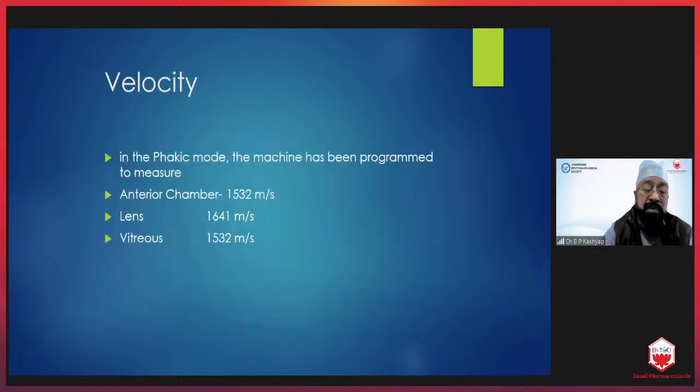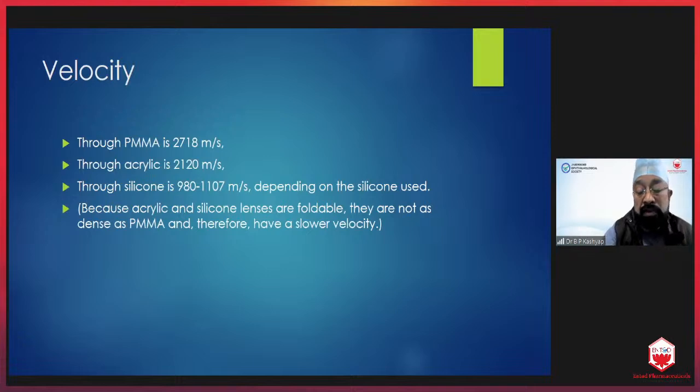The velocity in the anterior chamber is around 1532 meters per second. The lens is a little higher, because it is harder, that is 1641. The harder the density and consistency, the higher the speed. The vitreous is 1532. If you measure the IOL power in a pseudophakic patient who has been put a PMMA material, the speed is still on the higher side, that is 2718. If it is acrylic, it is 2120, and if it's silicone, it depends on what kind of centistoke silicone you have used. It could range from 980 to 1107 meters per second.